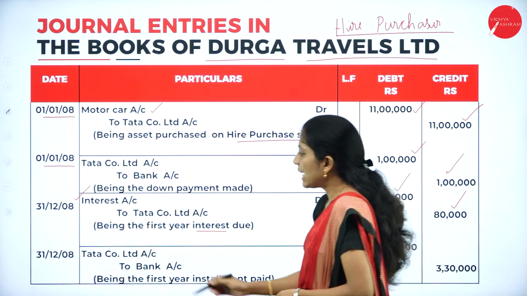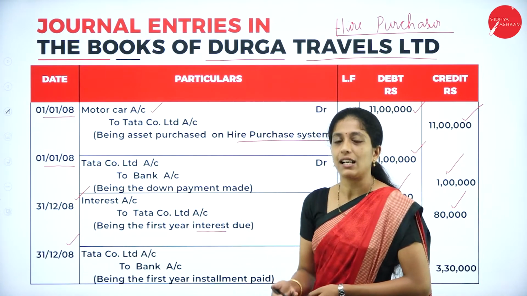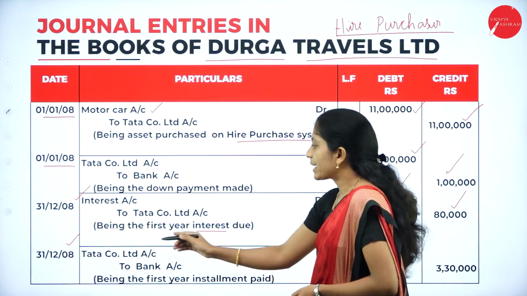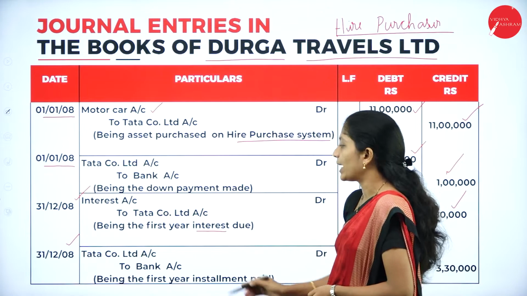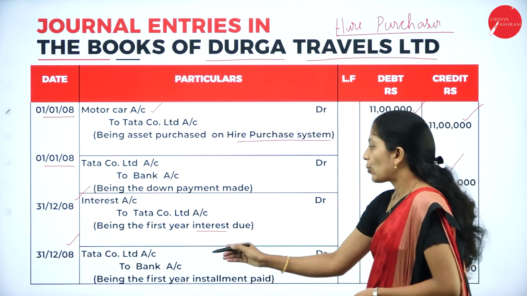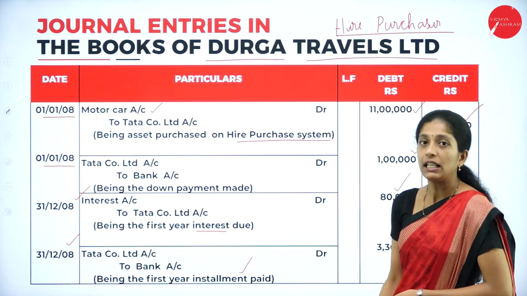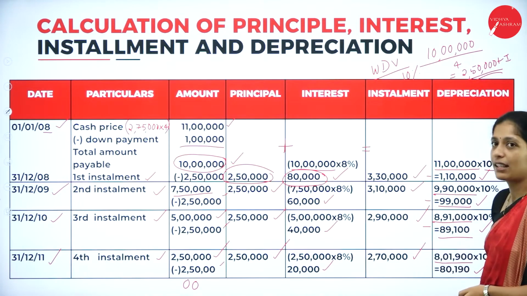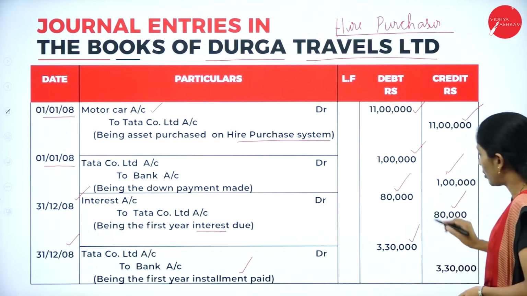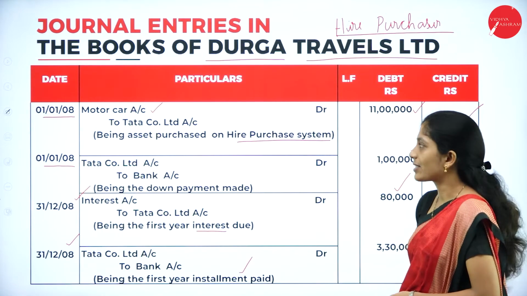So what is the entry? At the end of the year, 31/12/2008, you have to pay the installment. So what is the entry? Hire seller account debit, that is Tata Company Limited account debit to bank account. So what is the narration? Being the first year installment paid. Clear? Now what is the installment in the first year? Yes, here it is 3,30,000. So record that amount 3,30,000 on both sides, that is debit side and credit side.